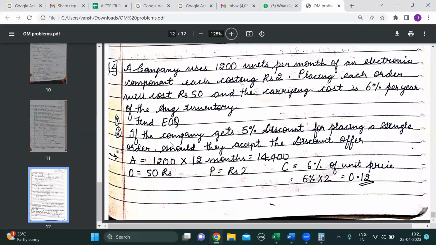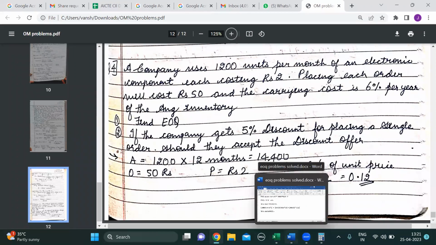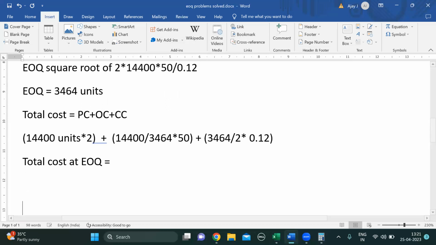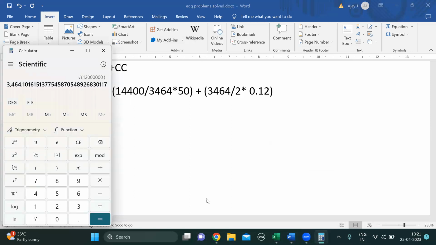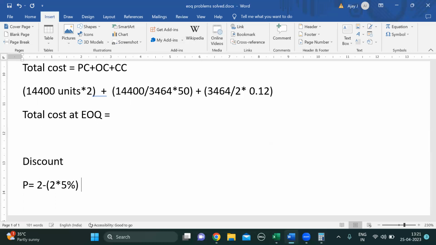Then they have asked if the company gets 5% discount for placing a single order, should they accept? Single order means full 14,400 once only you're going to order. So discount will solve now. Price is 2 rupees minus discount of 5% on 2 rupees. So 2 into 5%, on 2 rupees, 5% means it will be 0.1. 2 into 0.05. So that means it will be 1.9 price. 2 minus 0.1 is 1.9 is the new price.